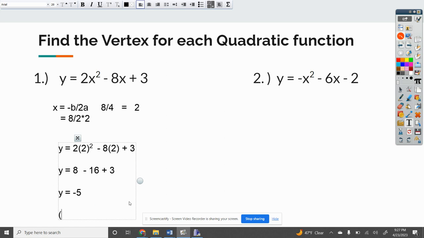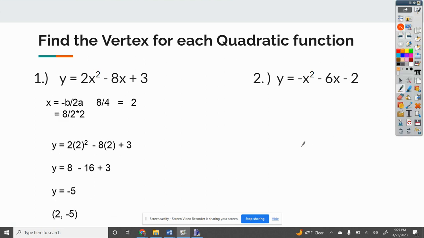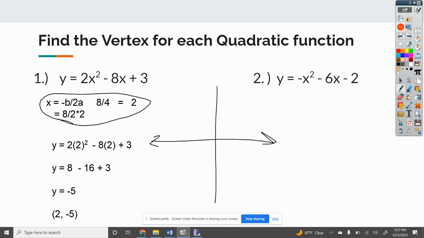So our vertex is, our x is a 2. We found that up here, finding the axis of symmetry. And our y, we just found, is a negative 5. Again, what does that mean? Well, that means if I had a graph, I would have first found out that my axis of symmetry is at 2. So I'd find out that the center of my graph is over here at 2, centered at that point. And then I also would have found out that my vertex is at (2, negative 5).